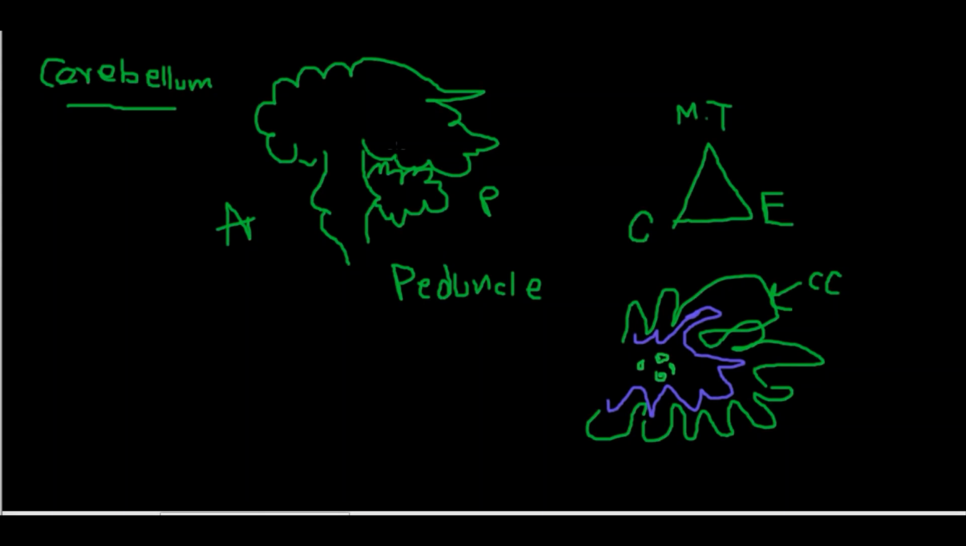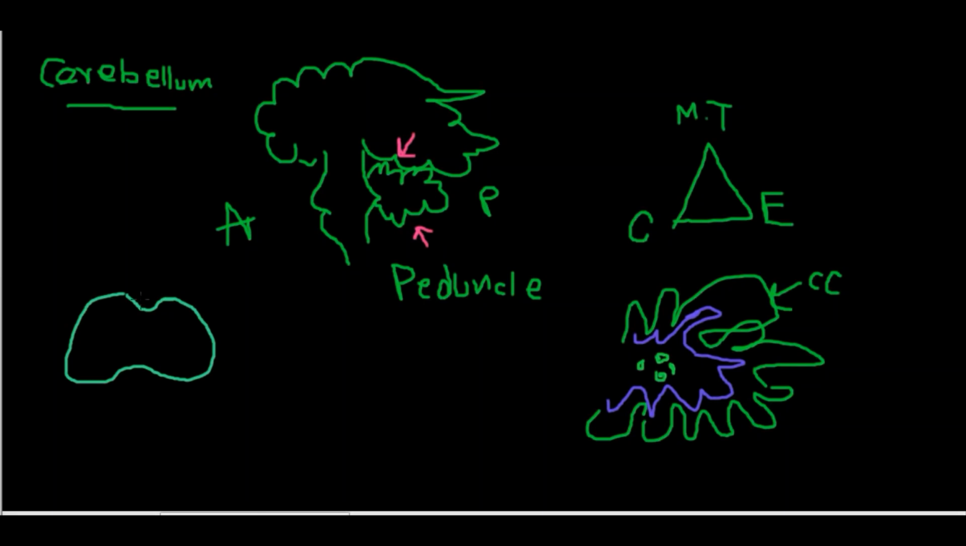Now as we look at the cerebellum from an external point of view, we can see this here is the superior surface of the cerebellum, and from below is the inferior surface of the cerebellum. So if we were to look at the superior view of the cerebellum, then this is what we would see from above.